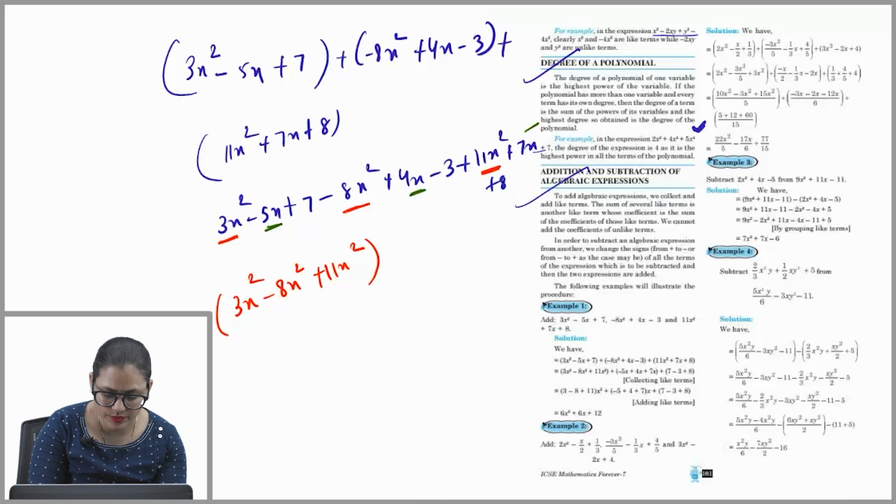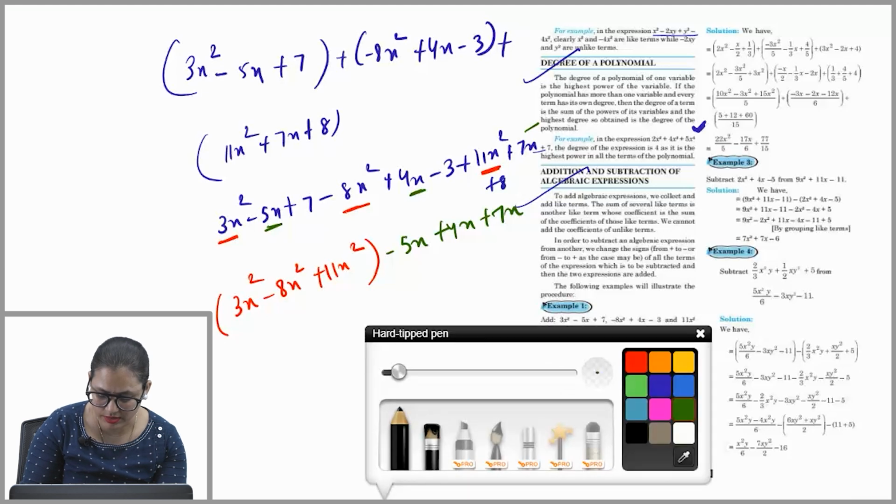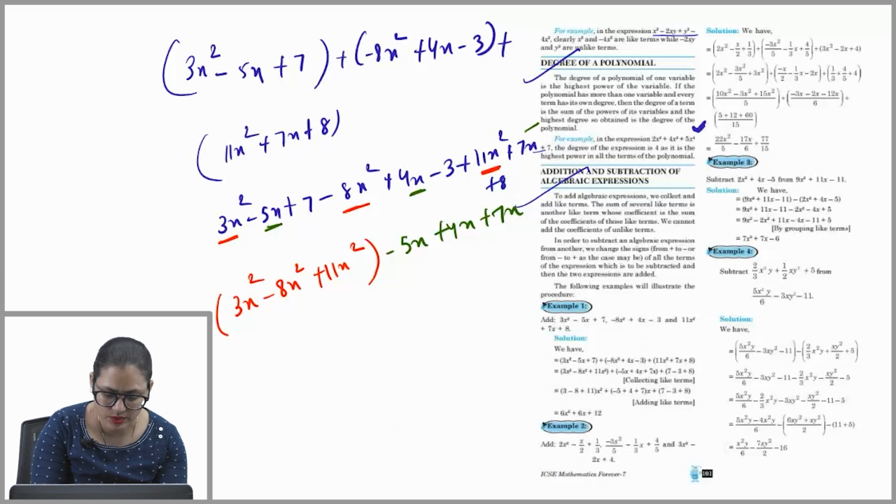In bracket, what will you write? Minus 5x plus 4x plus 7x. Okay, now write the remaining terms, meaning constants: 7 minus 3 plus 8. Now solve.